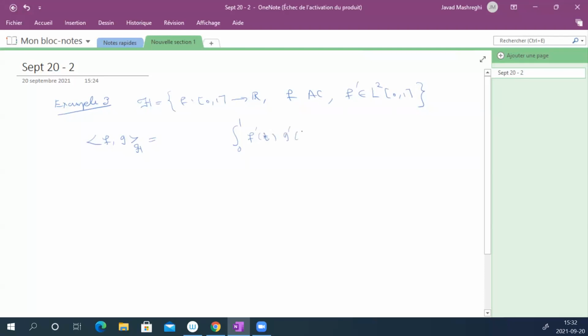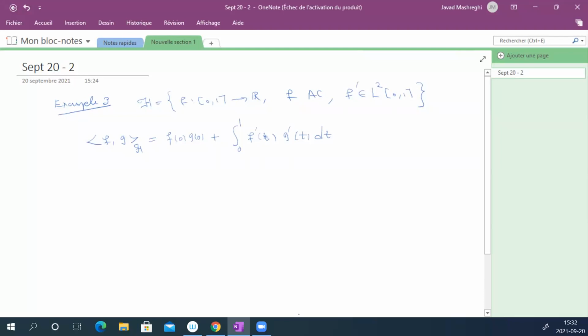we write the integral of f prime g prime dt, but that is not enough, because now the constant functions are in H, and if we use this, the inner product of 1 and 1 is equal to 0, the norm of 1 is equal to 0, which is not good. To remove this difficulty, one of the solutions is to add a term which takes care of the constants, for example f of 0, g of 0. I emphasize, that's not the only way to do it.